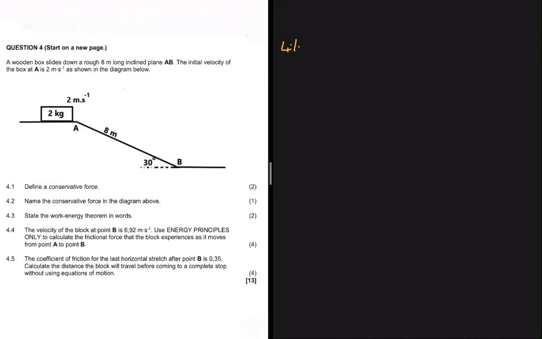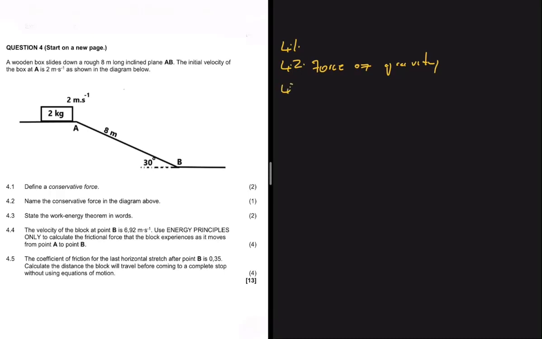is independent of the path taken. So that is 4.1, right? If we move to 4.2, the question is saying let's name the conservative force in the diagram above. Without even looking at the diagram, I know that in our scope, we have only one conservative force, which is the force of gravity or gravitational force. So the answer for 4.2 is force of gravity. That's the only conservative force we talk about in our scope.